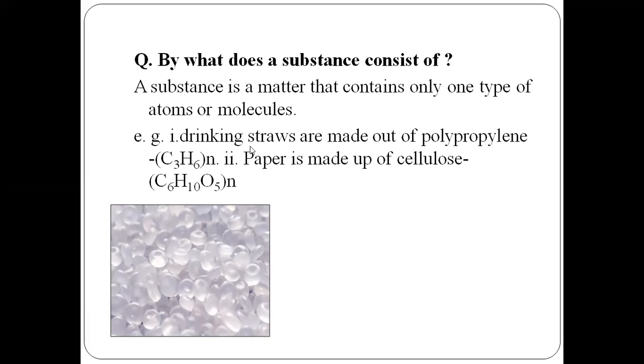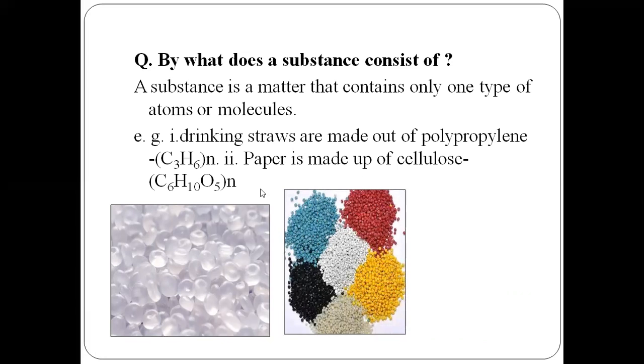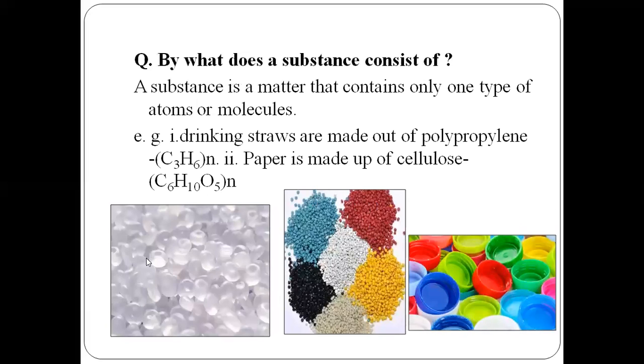Here the drinking straw is made out of that, and paper is made up of cellulose, whose molecular form is C6H10O5, n times. These are the basic units of those substances.